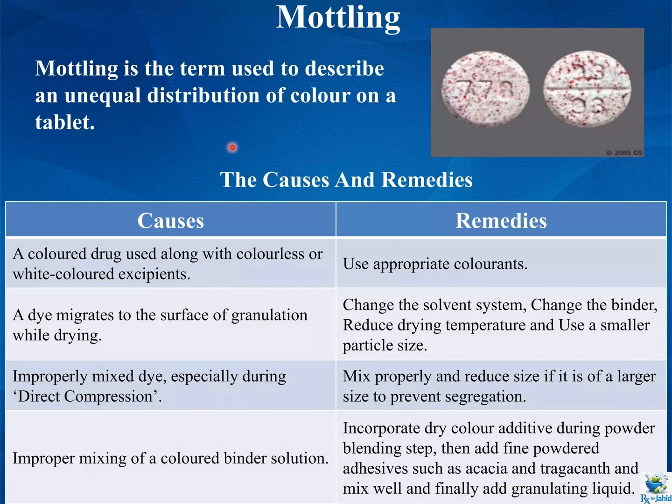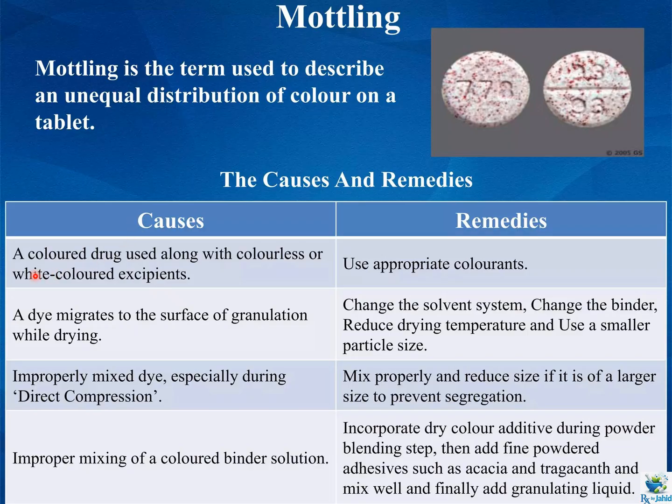So our next tableting problem is mottling. Mottling is the term used to describe the unequal distribution of color on a tablet. So we can see tablet color is not white in this case. It's neither white nor red. The color uniformity is not maintained over the whole tablet surface. So this problem is called mottling.